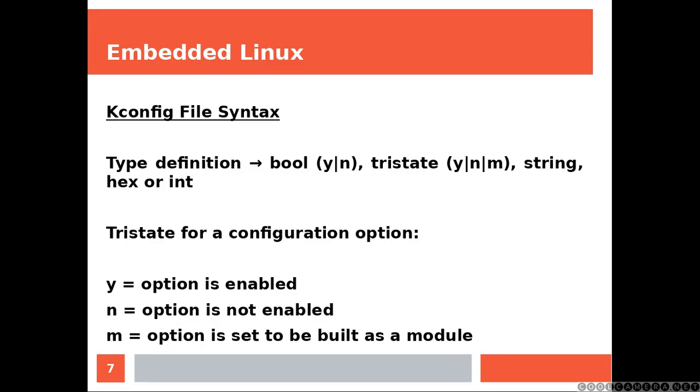Type definition, we might have a Boolean, like in this case, which obviously is yes or no. Tristate, string, hexadecimal, or integer. Tristate for a configuration option can be yes, option is enabled, no, option is not enabled, or M, option is set to be built as a module.